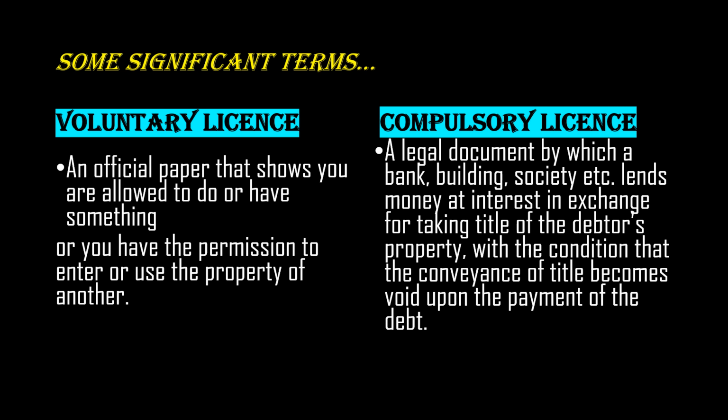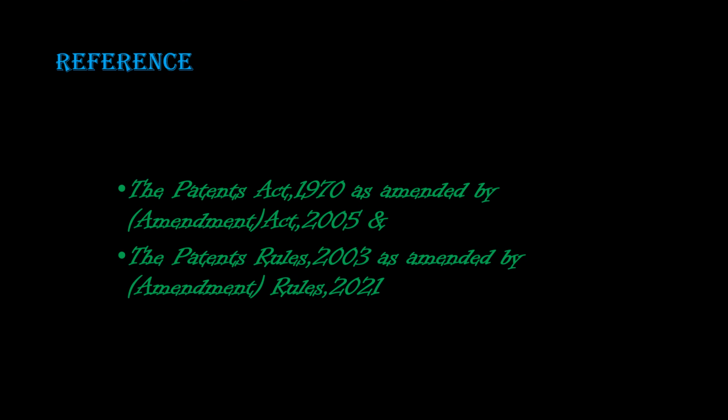Fine. And then what is compulsory license? Compulsory license, it is a legal document by which a bank, building society, etc. lends money at interest in exchange for taking title of the debtor's property with the condition that the conveyance of title becomes void upon the payment of the debt. Fine. So I hope now you can differentiate between these two. Fine. The reference is Patents Act 1970 as amended by Amendment Act 2005 and the Patents Rules 2003 as amended by Amendment Rules 2021.